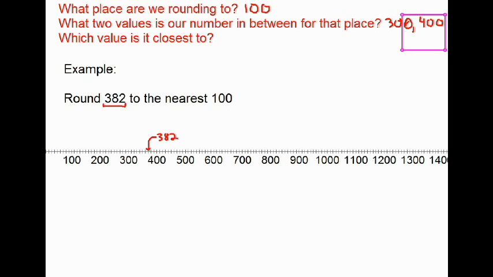And what we can see is, well, when we ask ourselves which one is it closer to, we can see 382 is a lot closer to 400 than it is to 300. So we would say that 382 would round up to 400. And we say it rounds up because we're moving to the right on the number line. To get to the closest 100, we have to move to the right, so we're saying 382 rounds up to 400.